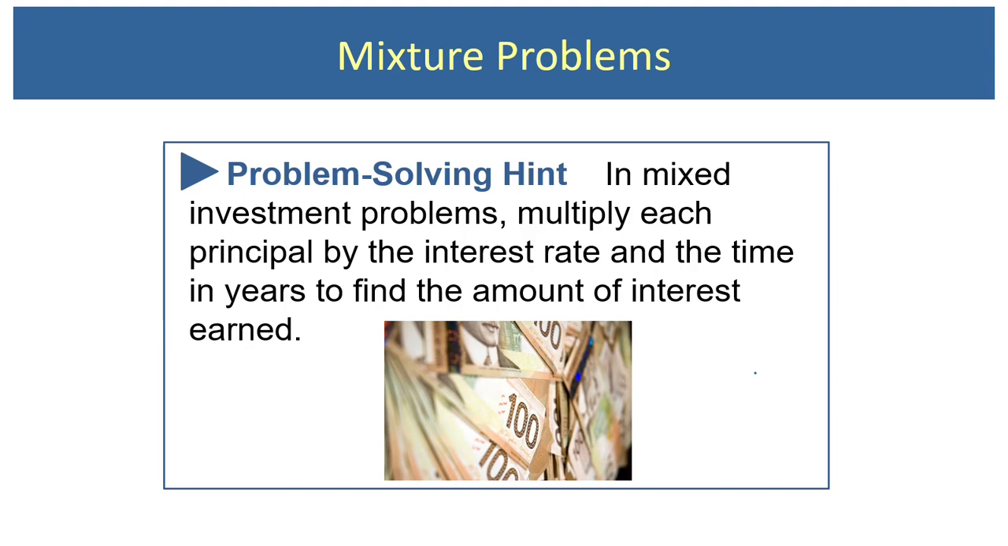In mixed investment problems, multiply each principal by the interest rate and the time in years to find the amount of interest earned. Recall the formula for interest. Interest equals PRT. So we're going to multiply each principal by the interest rate, which is R, and the time, which is T. So again, make sure you note the formula for simple interest. I equals PRT.